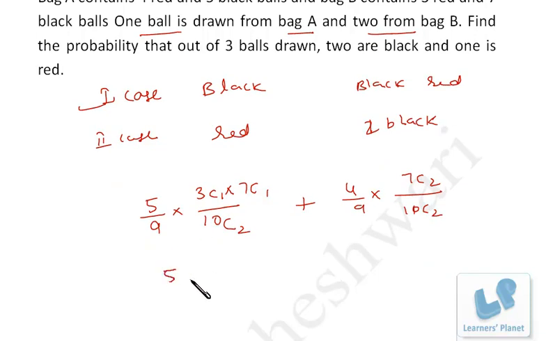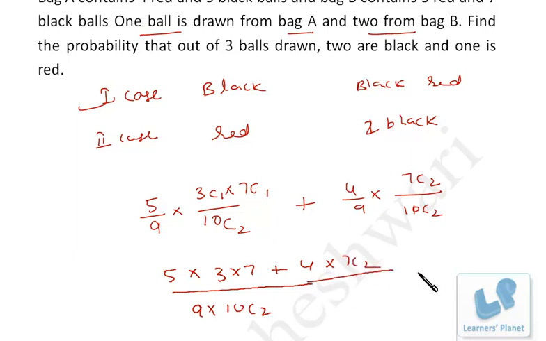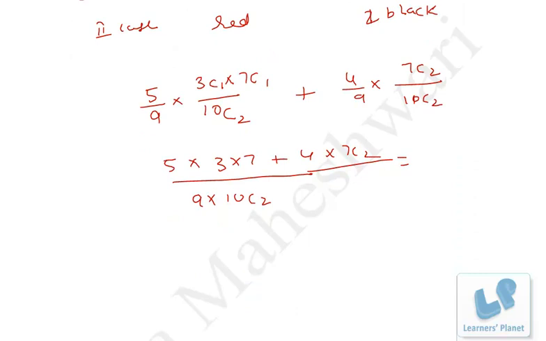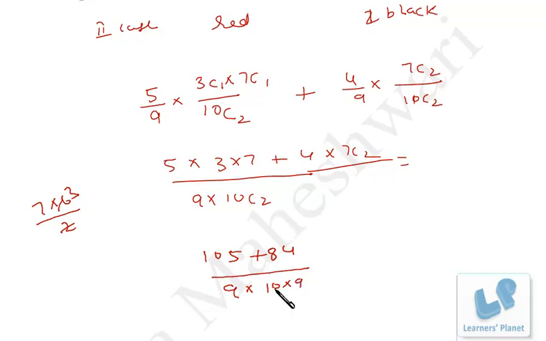It's 5 into 3 into 7 by 9 into 10 C2 plus 4 into 7C2, right? So 5 threes are 15, 15 sevens are 105, plus 4 into 7C2, which will be 7 into 6 by 2. So it's 21, and 21 into 4 is 84, by 9 into 10 into 9 by 2.